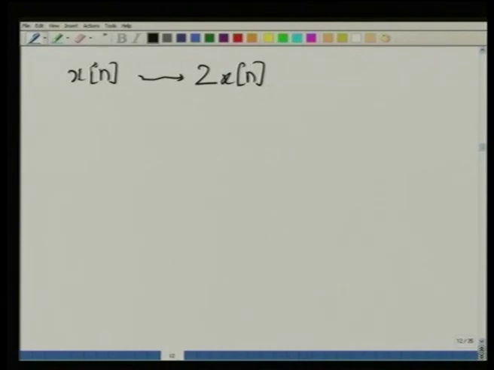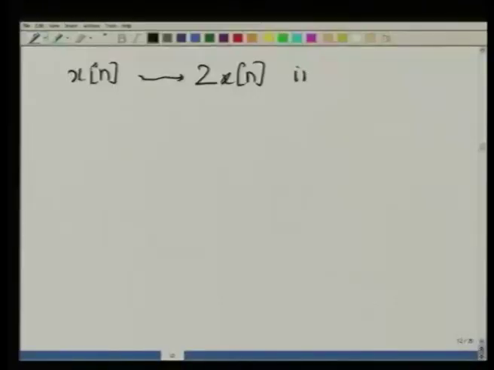It is clearly injective, because if x1[n] and x2[n] are considered as two different input signals, then you would get 2x1[n] and 2x2[n] at the output, and if x1[n] is not equal to x2[n], then 2x1[n] would also be different from 2x2[n]. So, here is a system which is clearly injective. I will just say inj to say that it is injective. Now, let us see if it is surjective.